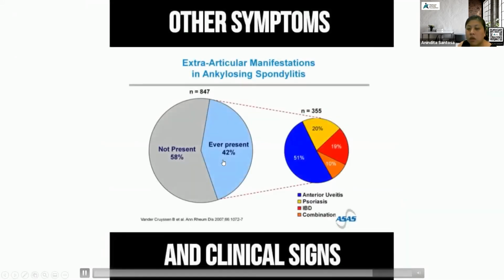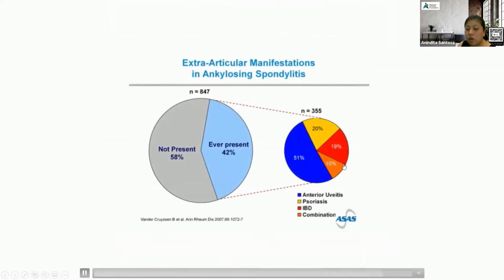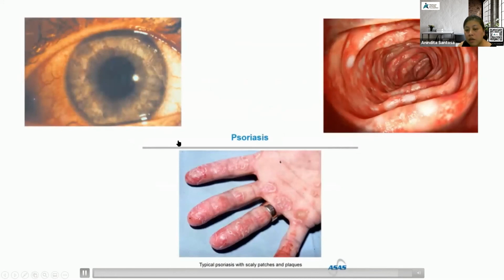You also notice what we call extra-articular, meaning areas of involvement outside of the joint. And this may include things like the eyes, what we call uveitis, the skin, psoriasis, or even the gut or intestines.